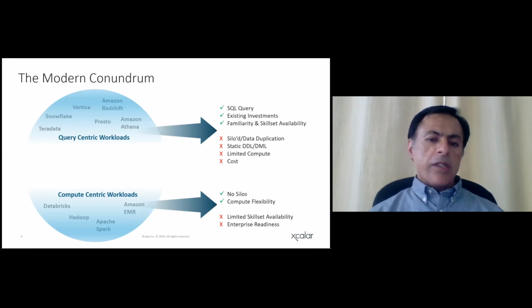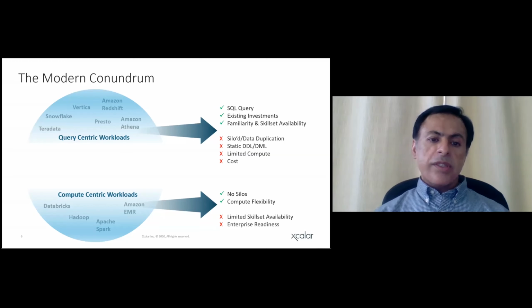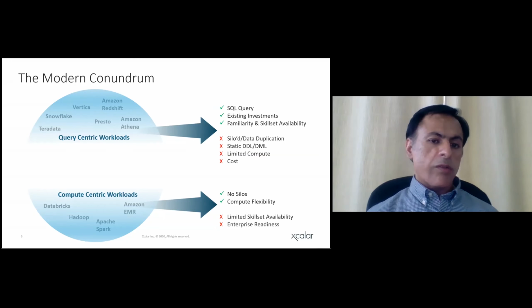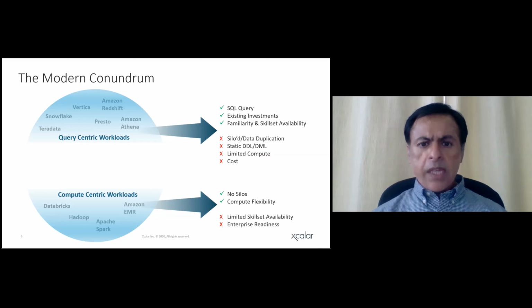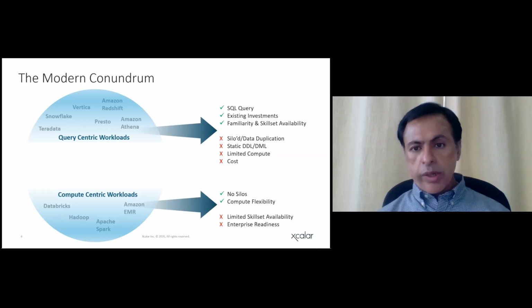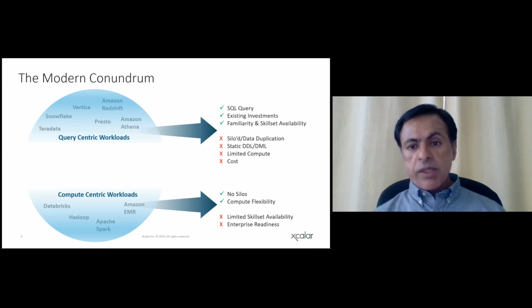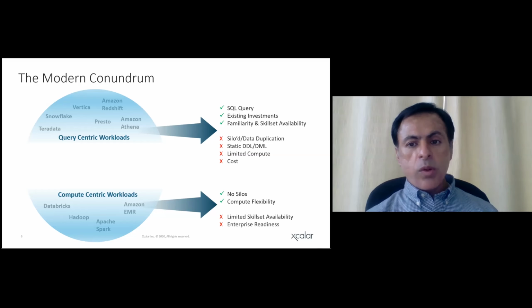they tend to fall into a couple different camps. There are the technologies oriented towards handling query-centric workloads, things like Snowflake, Vertica, Teradata, Amazon Athena, Presto. They are well suited to run declarative SQL queries, and they can do that at scale quite quickly. So they have their advantages. They use SQL queries, and they work with your existing investments in BI infrastructure. Obviously, you can leverage the familiarity with SQL and the large availability of skill set around SQL.